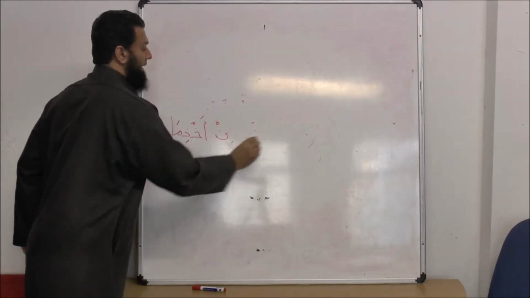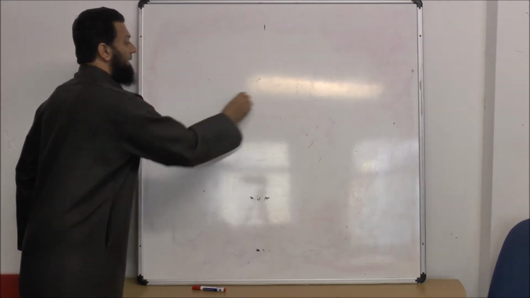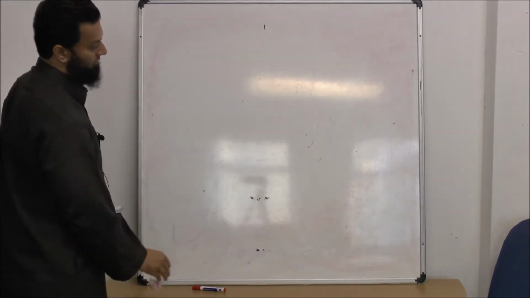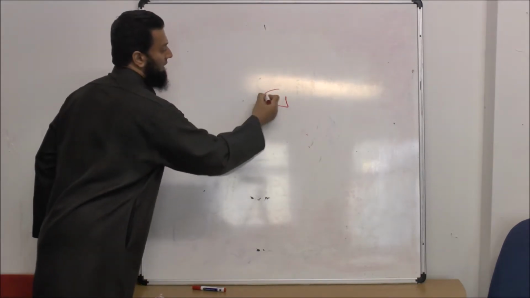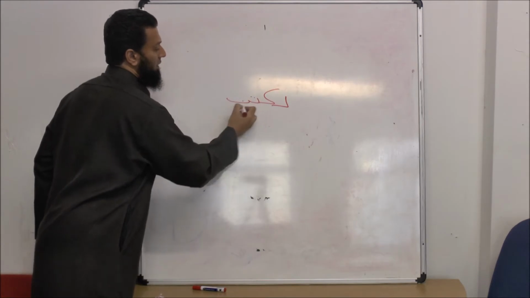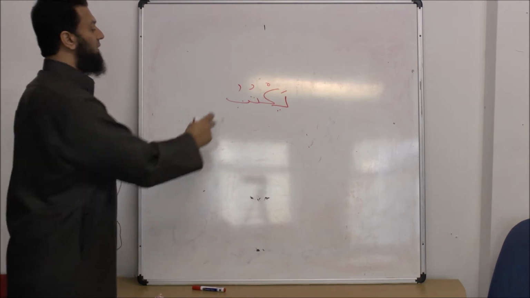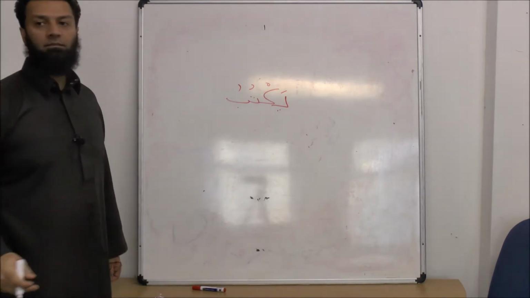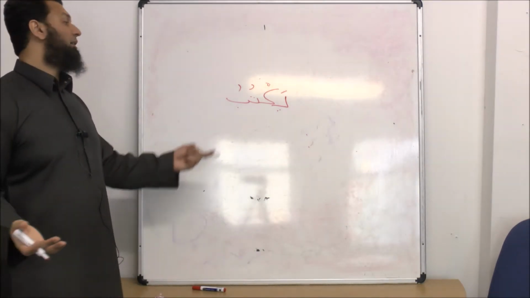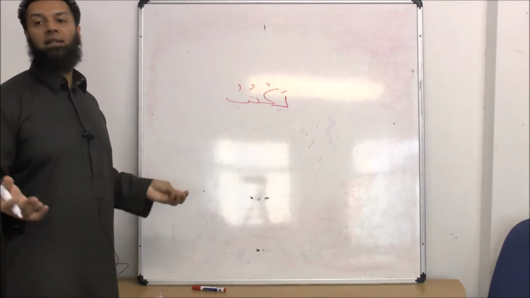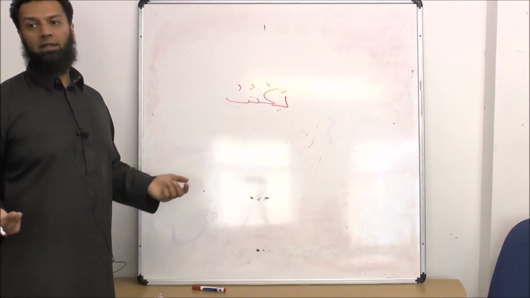First is the seen on the fi'lul mudari'. So we have yaktubu. Yaktubu means he writes. He is writing or he writes, right? Fi'lul mudari', present tense verb. He is writing or he writes.